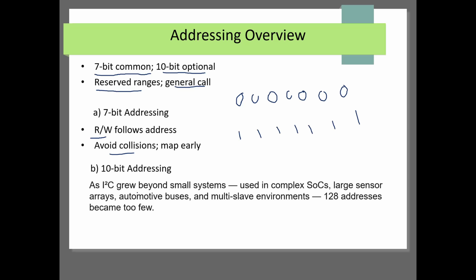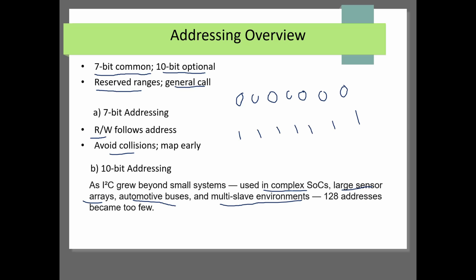See, 10-bit addressing is used as I2C grows beyond small systems. For large or complex systems we can use the 10-bit address, such as complex SoCs (systems on chips), large sensor arrays, automotive buses, and multi-slave environments. During that, it sends the 10-bit addressing.